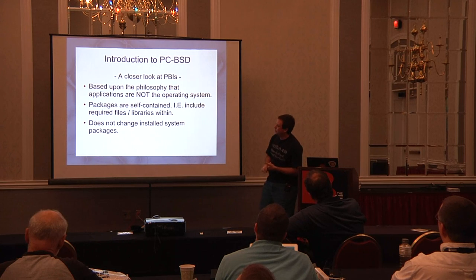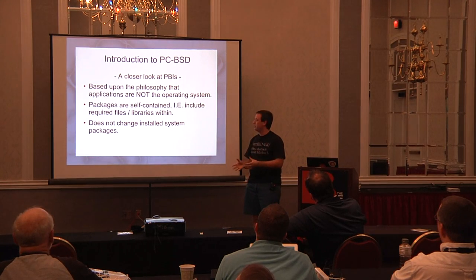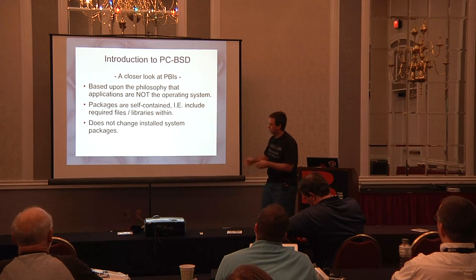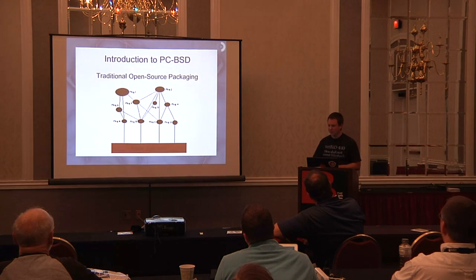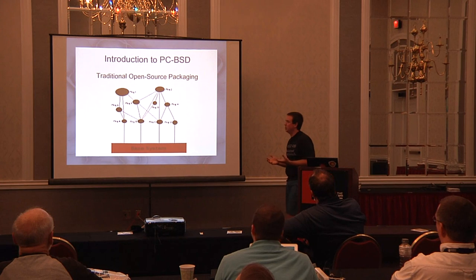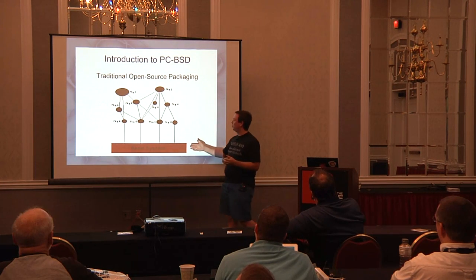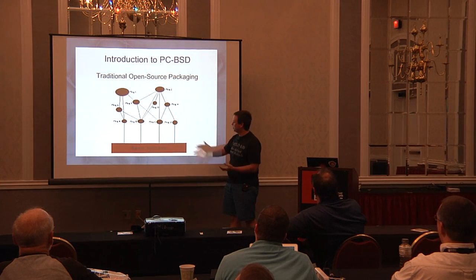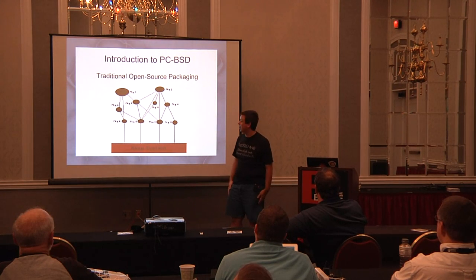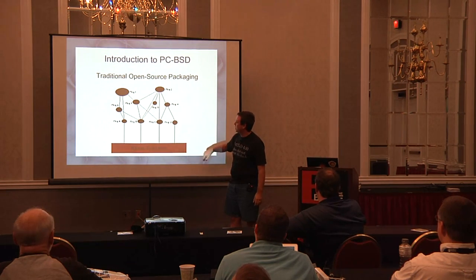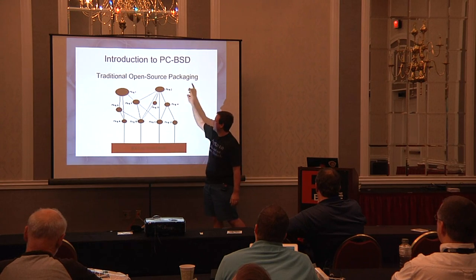And again, they're self-contained, so they have all the required files and libraries within, and we just don't touch system packages. We leave that alone. Now, this is just visually what I'm talking about here. This is your typical open source operating system. This could be Linux kernel. It could be FreeBSD even, because this is what they do with their ports and packages. You'll have your kernel or your base, and then you'll start building packages on top of it.